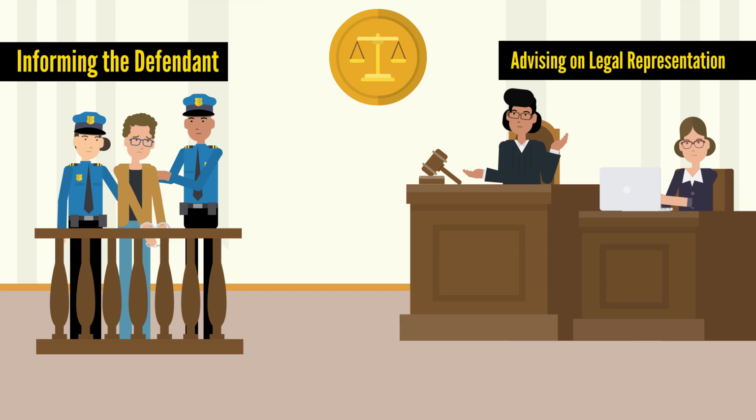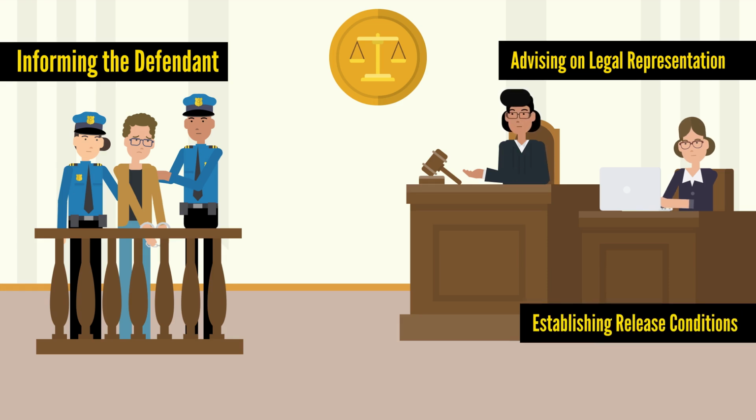If the court determines that the individual cannot afford legal representation, a public defender is appointed to ensure their right to a fair trial is upheld. 3. Establishing release conditions. The conditions of the defendant's release are established. Depending on the nature of the charges and the individual circumstances, defendants accused of less serious or nonviolent crimes, or those with strong community ties, may be released on their own recognizance, or OR. This entails a personal commitment to return to court as required.